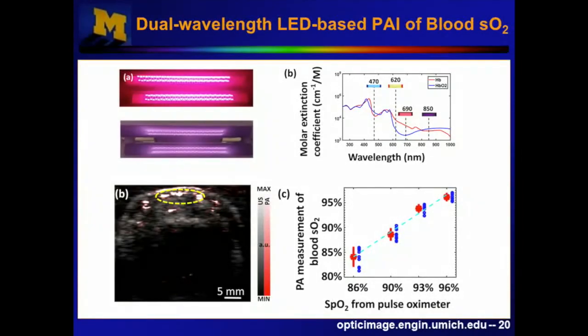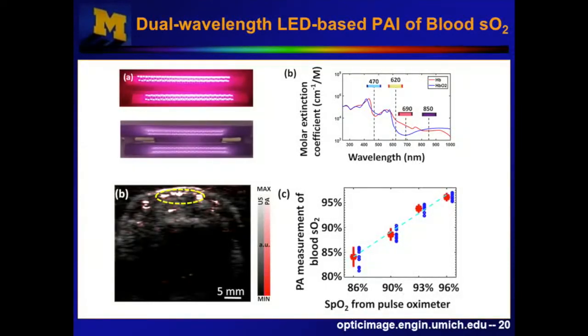Another function that can be provided by this LED-based system is dual wavelength imaging of blood oxygen saturation. The LED sources are not tunable, not like lasers. However, they can also provide more than one wavelength. For example, this one shows a dual wavelength LED bar, and this dual LED bar works at 690 and 850 nanometers at the same time. By working at these two wavelengths, we are able to measure the blood oxygen saturation in the fingers.